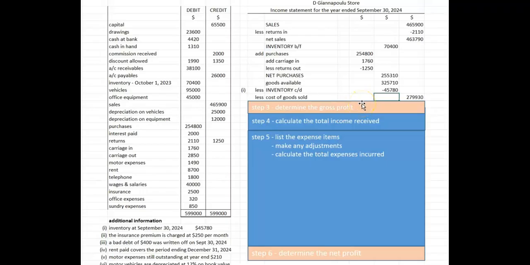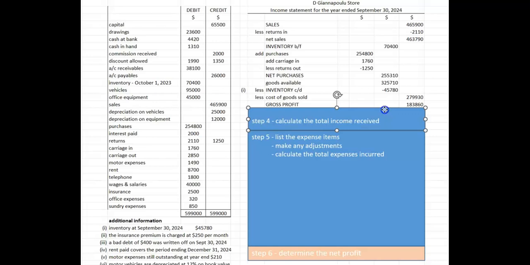Gross profit, which is step 3, is to take away the cost of the goods sold from the net sales. And there we have it, our gross profit, 183,860. All right, so step 4 now says, well, add on any other incomes that the company may have received other than from selling its goods.